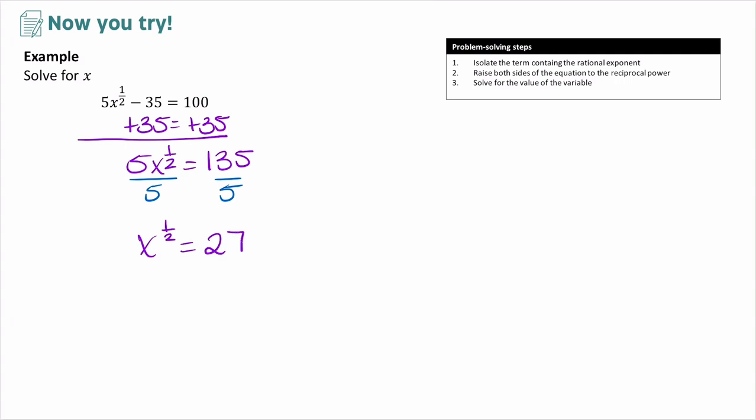Okay, so now in order to undo that x to the 1/2, I'm going to go ahead and figure out the reciprocal, right? The reciprocal of 1/2 is 2/1, and that is just equal to 2. So what I'm going to do here is actually I'm going to square both sides of my equation, and so that's going to give me x equals 27 squared, and for that you can just use your calculator. 27 squared is equal to 729.